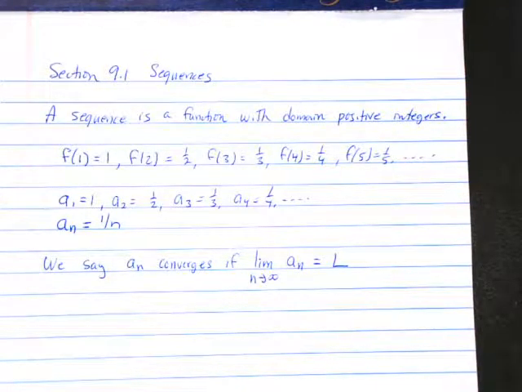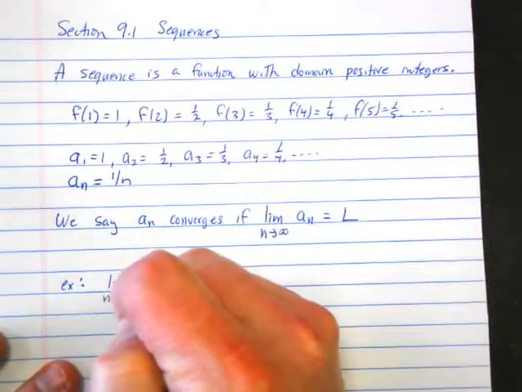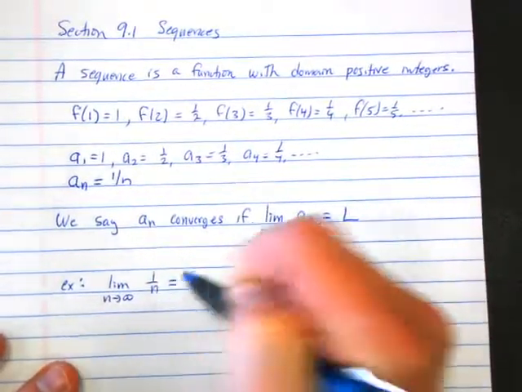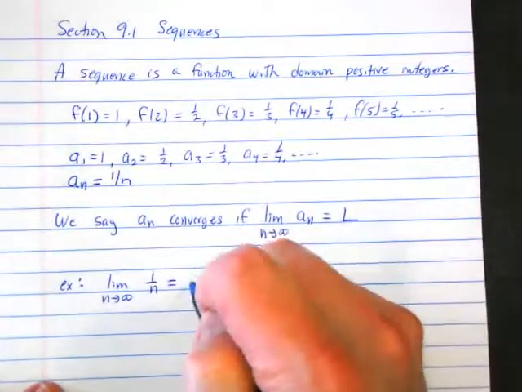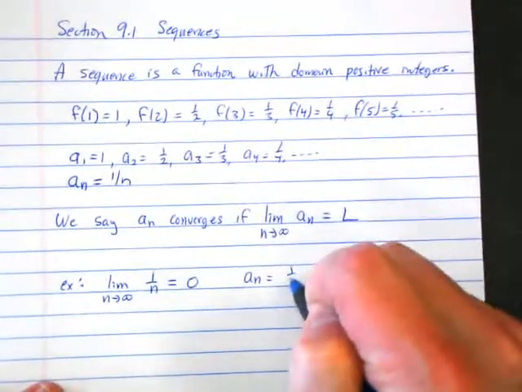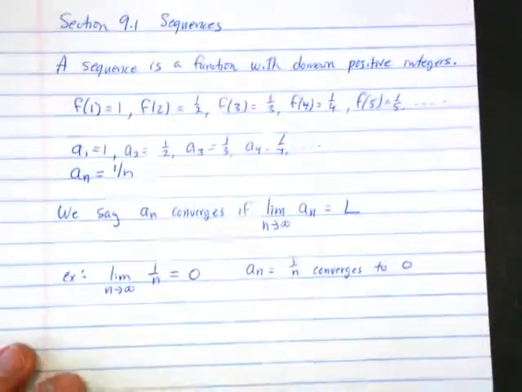L is referring to, I used L for limit. So L is your horizontal asymptote. L is the number that it gets close to. So, for example, this is an easy one. What's the limit as n goes to infinity of our sequence a sub n, which was 1 over n? That would be 0. So does that sequence converge? Yes, in fact it converges to 0. So we would say a sub n equals 1 over n converges to 0.